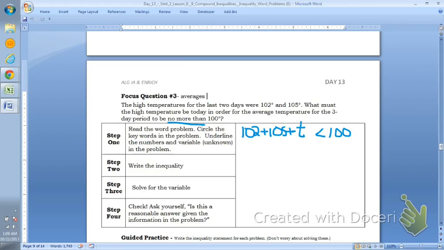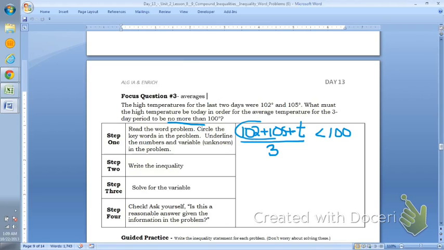Average is the sum of the numbers divided by the total number of numbers. So in this case, there's 3 days. That's our quantity. There's our equation. To solve it, we need to combine some like terms here.